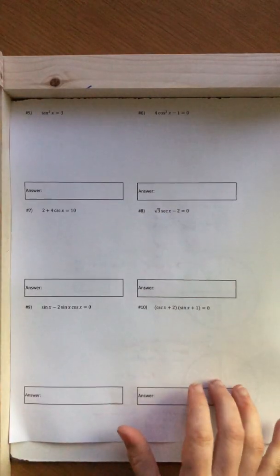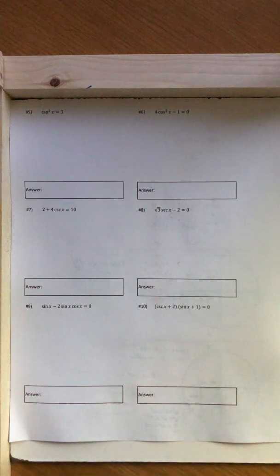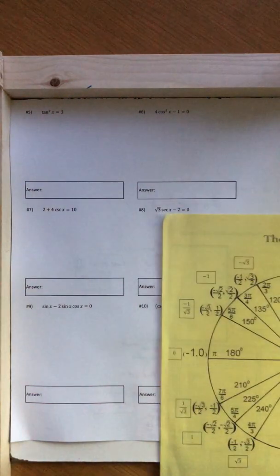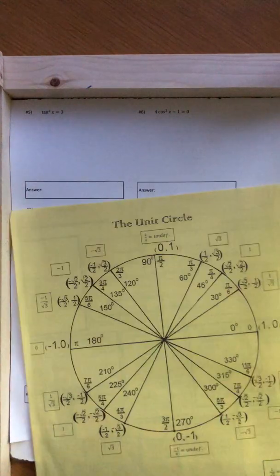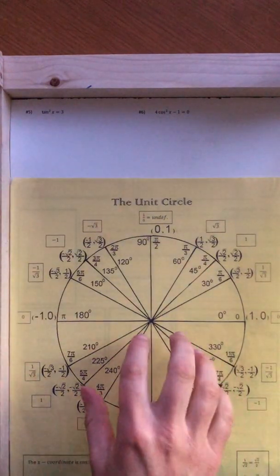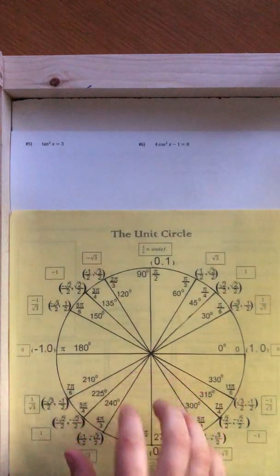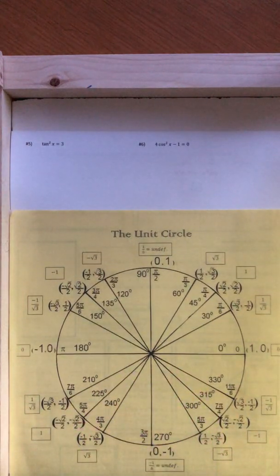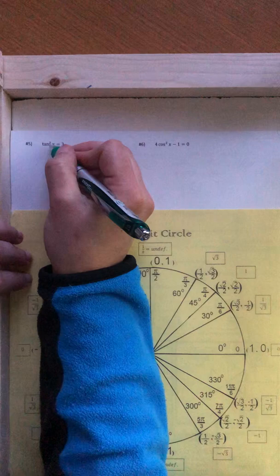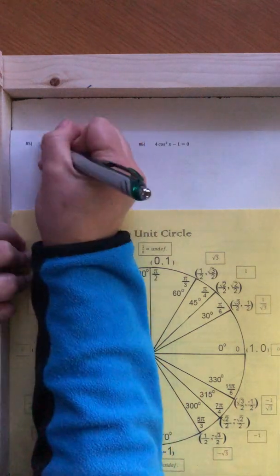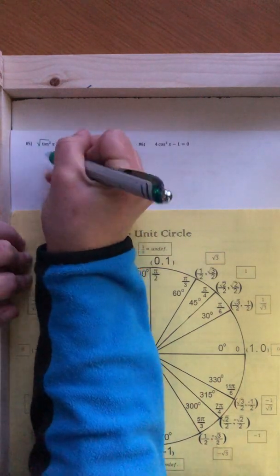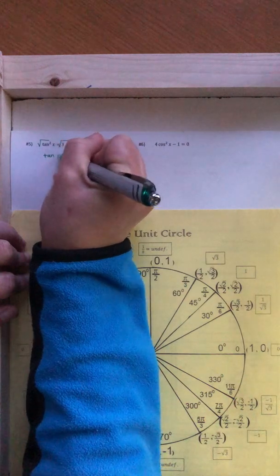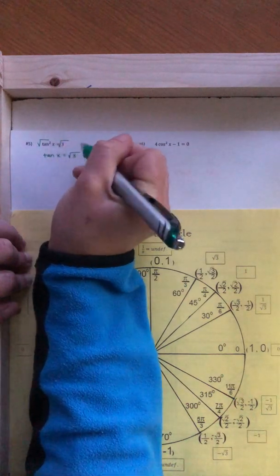Moving on to the back, these are all of our solving problems. So for these, you're going to need your unit circle, which is on the back of your formula sheet there. So for the first problem, I have tangent squared x equals 3. Well, I need to get rid of the square, so I'm going to take the square root of both sides, and you get tangent x equals the square root of 3.